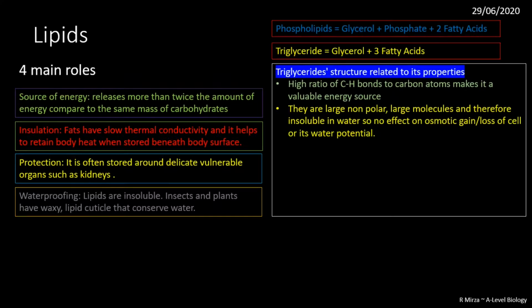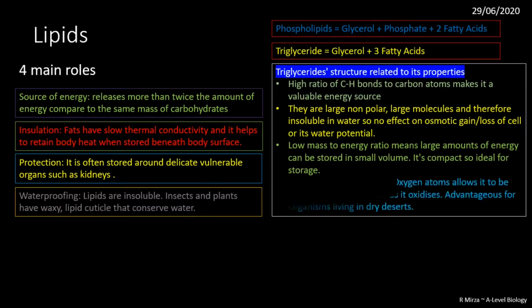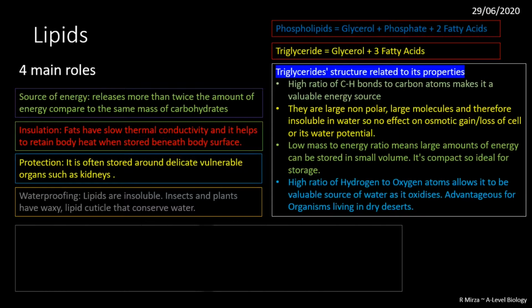Triglycerides' mass to energy ratio is very low. This means that more triglycerides can be stored in a small volume, which makes them very compact, yet high energy storing molecules. As the glycerol molecule is exactly the same in all triglycerides, how does the variation in triglycerides come? Well, this is all due to the variation in fatty acids.